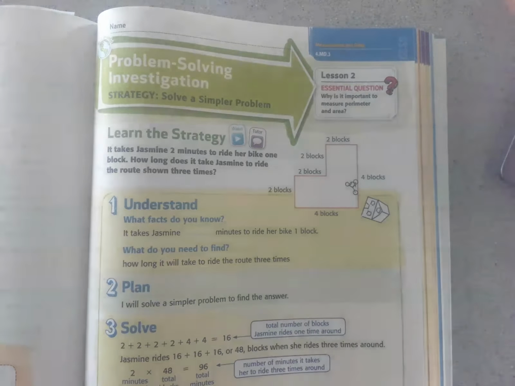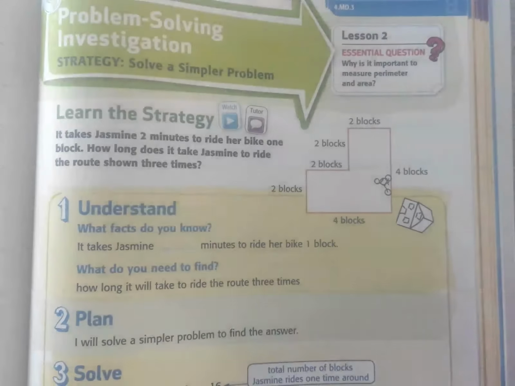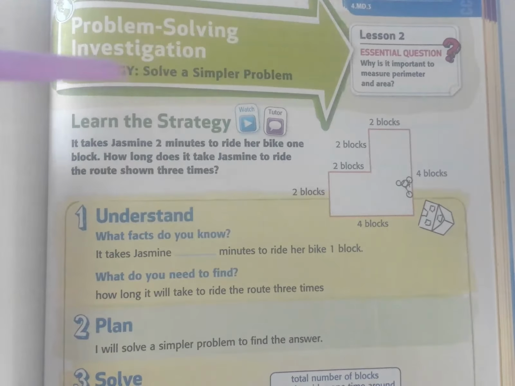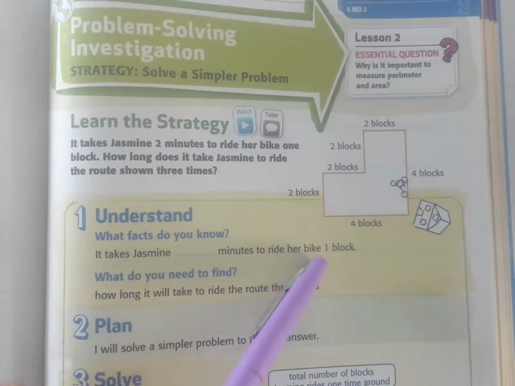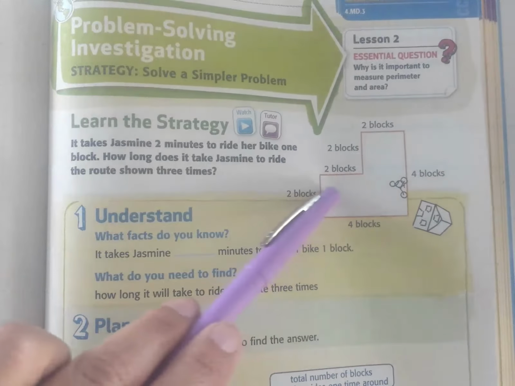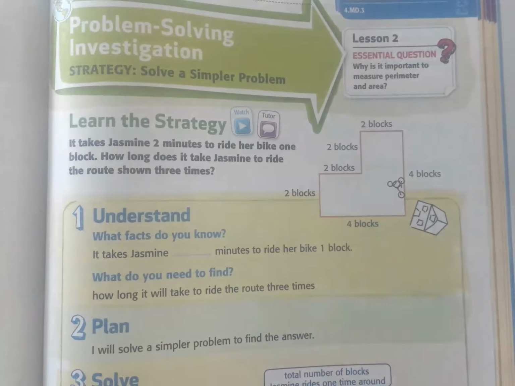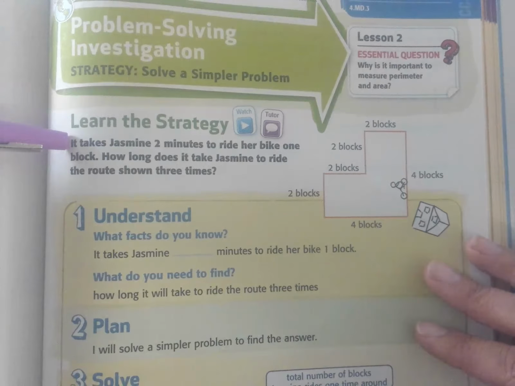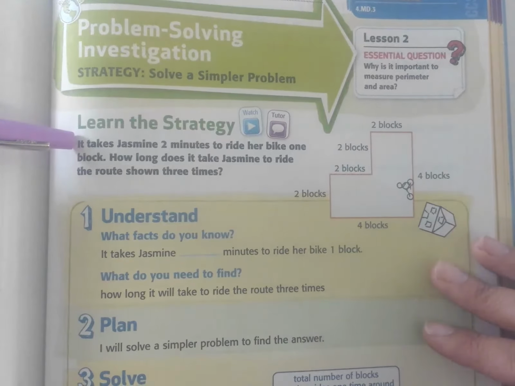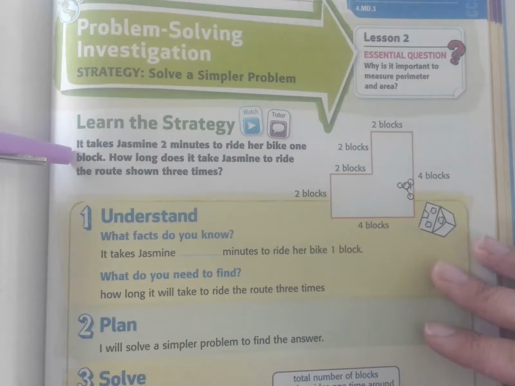All right, everybody, we are on to chapter 13. This is lesson 2, the problem solving investigation lesson. We're going to solve simpler problems. As you can see, we have a more complex shape than what we were working with. And here we go. It takes Jasmine 2 minutes to ride her bike 1 block. How long does it take Jasmine to ride the route shown 3 times?